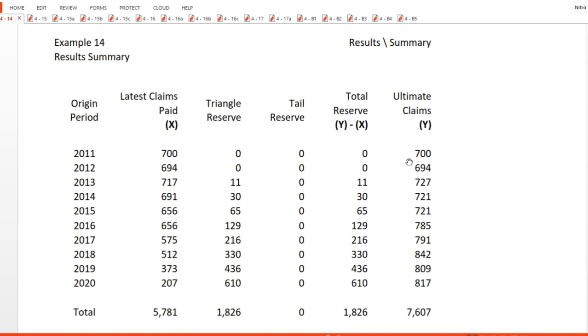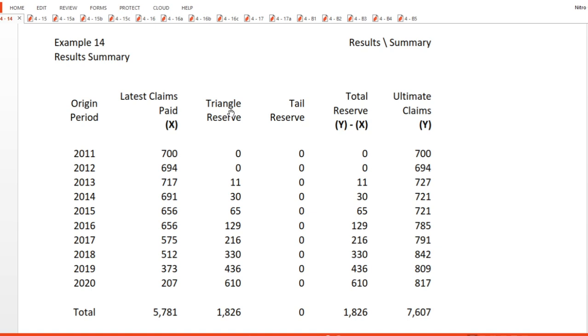Let's start this process by considering a summary of the results of an example model. So this is showing me my x and y values for each origin period. Latest paid being my x values in this example. It also shows me the difference between x and y, the claims reserve in this example. And finally it breaks down the claims reserve into two separate parts, the triangle reserve and the tail reserve.